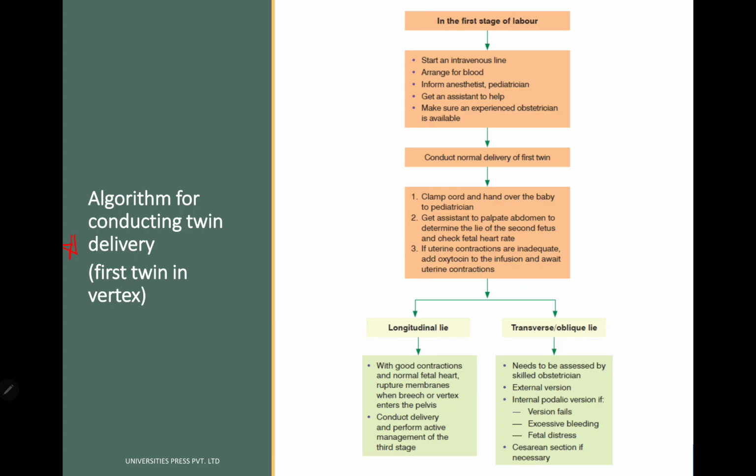So this is the algorithm for conducting a twin delivery. Very, very important question. It can be an important short note. Whatever it is, you need to memorize this table. So the algorithm for conducting a twin delivery, that is, first twin in vertex, where the first twin is going to be a normal presentation, that is vertex presentation.